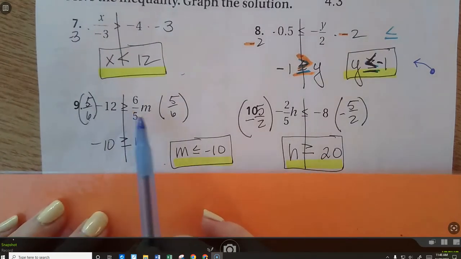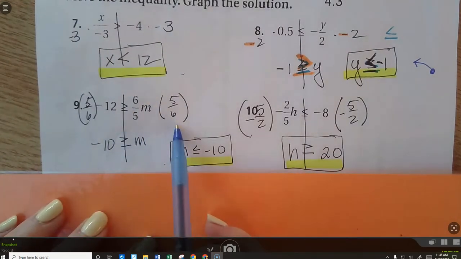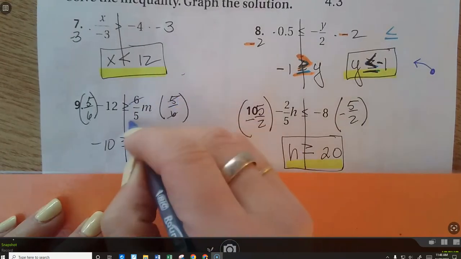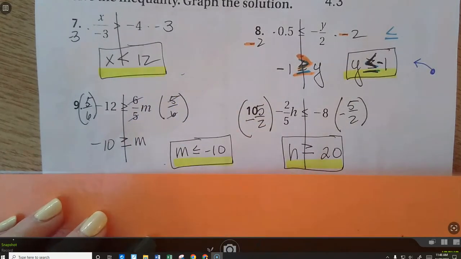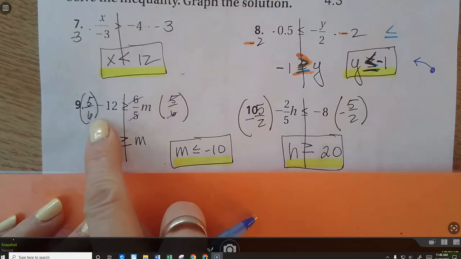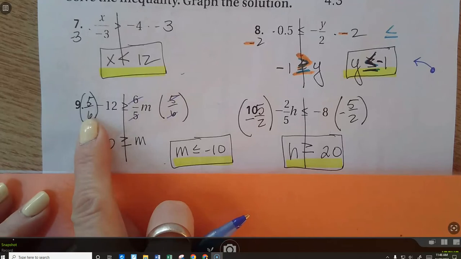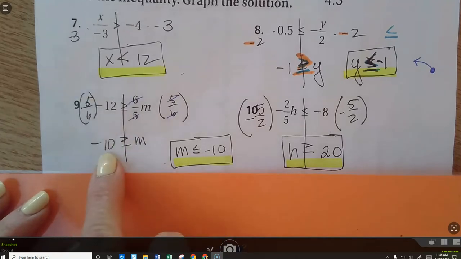In this one, multiply by the reciprocal, right? Multiply by 5, 6. So the 6 and the 6 and the 5 and the 5 cancel. Bring down your m. And multiply by 5, 6 over here. This should be 12 divided by 6 is 2 times 5. And I get that -10.